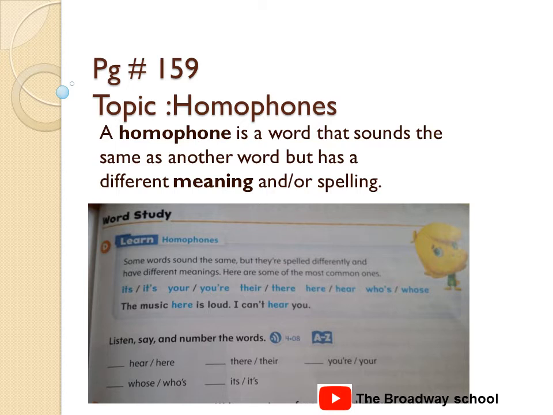Now you can see the definition in your textbook as well, and here are the examples: it's, your, their, here, whose. It is only a listen, say and number the words exercise. There is no need to write anything in it.